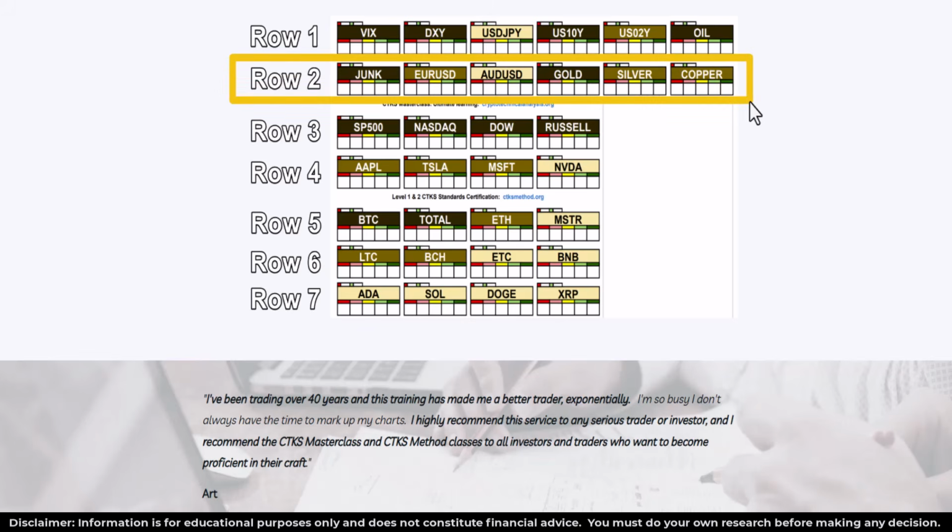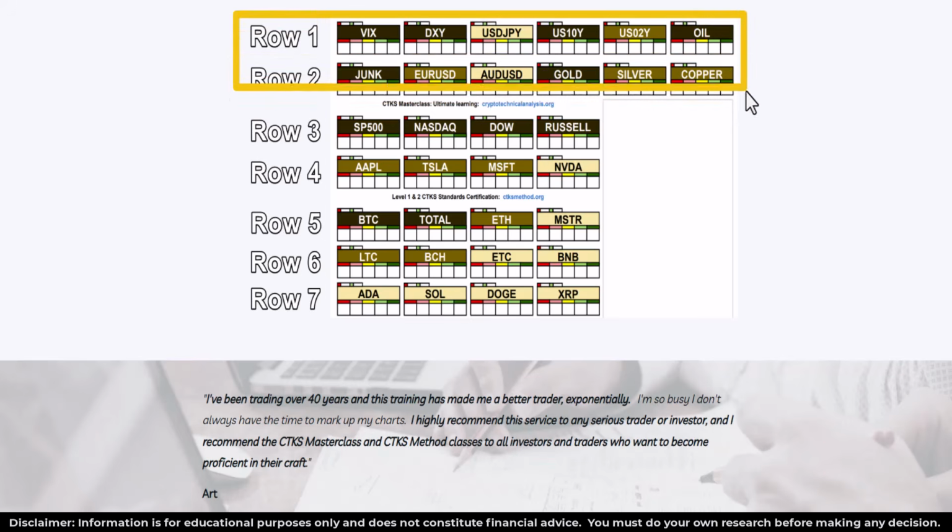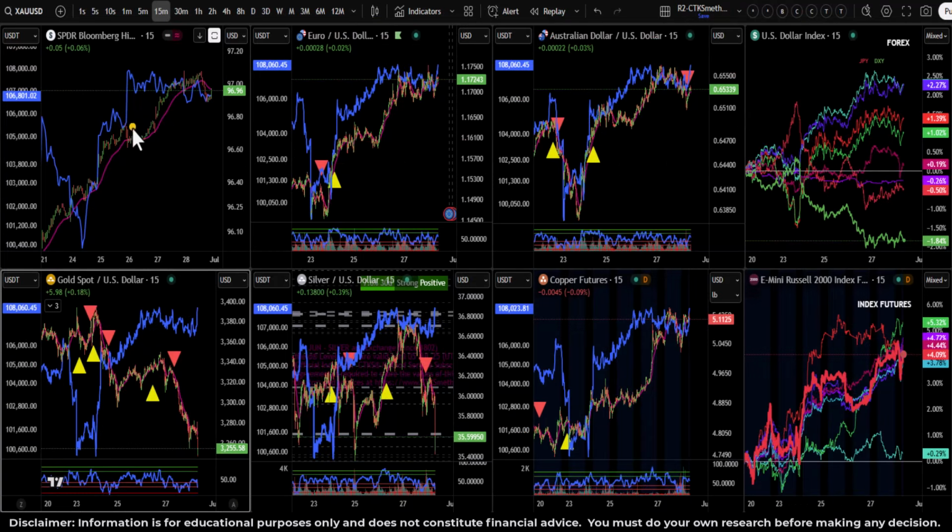Row 2 is a really interesting row and typically is the inverse of row 1, but let's check it out. Inside row 2, we're looking at junk bonds, the euro dollar, the Aussie dollar, gold, silver, and copper. And what do we notice about junk bonds? Junk bonds is increasing at the moment, but it's starting to curl over. Now, this is a very important time. We've had a very good move up in junk bonds, like we've had a very good move down in the VIX. Junk bonds and VIX tend to invert each other, so please bear this in mind.